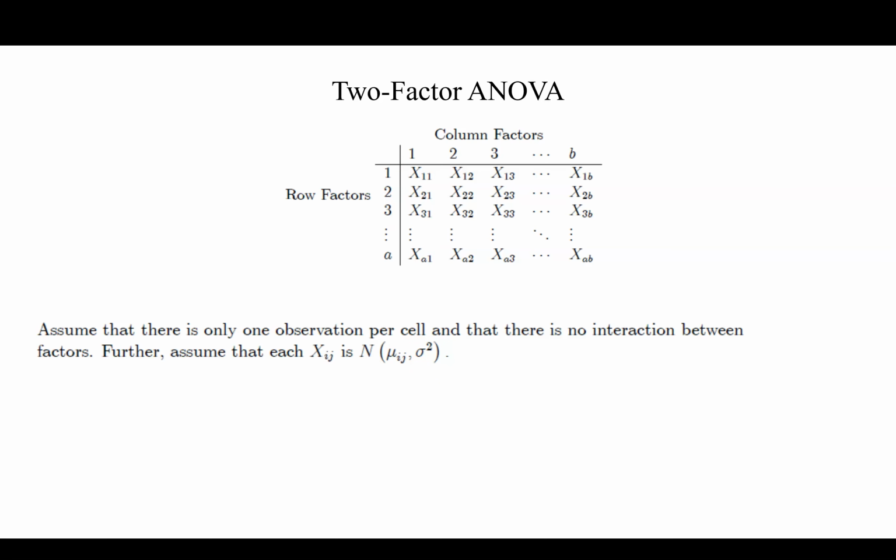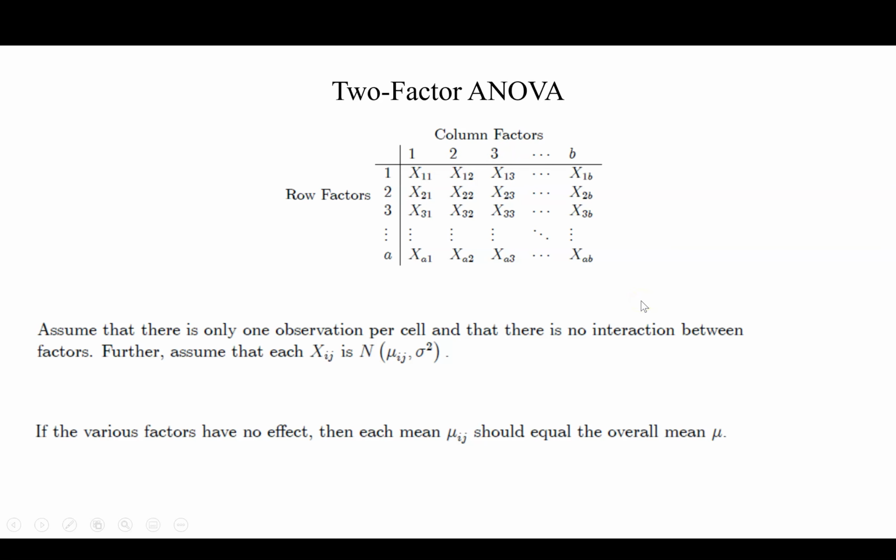So for the time being, we're going to assume there's only one observation per cell, that there's no interaction, and that each of them is normally distributed. We're going to assume that common variance idea. Each of these cells has its own mean. If the various factors have no effect at all, meaning there's nothing different in this observation versus this observation versus this observation and so on down the line, then each of these means should be equal to an overall mean of all of these taken together, which should be mu. There shouldn't be any difference in those things.